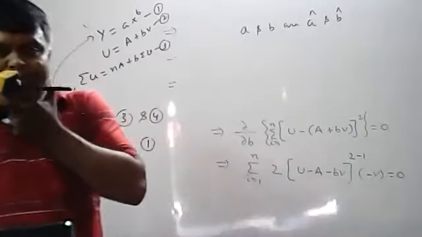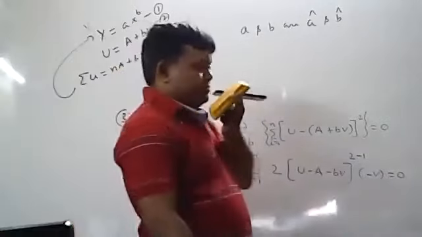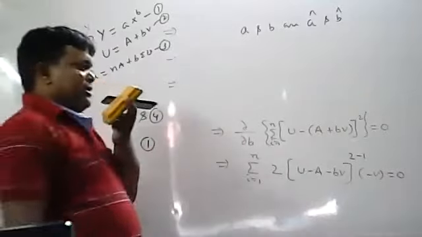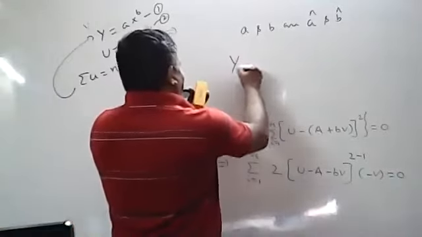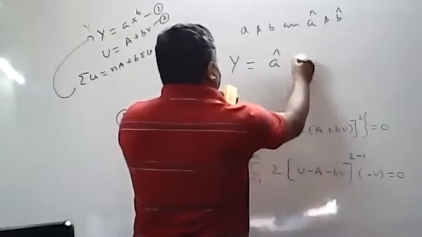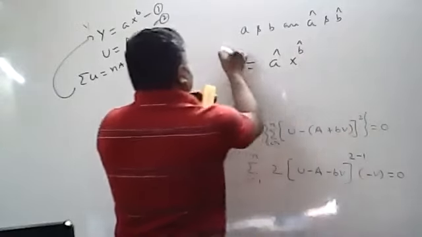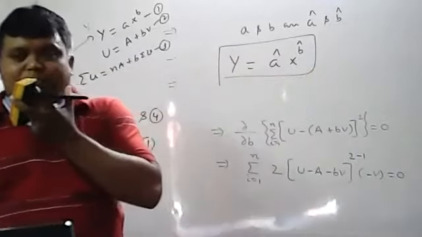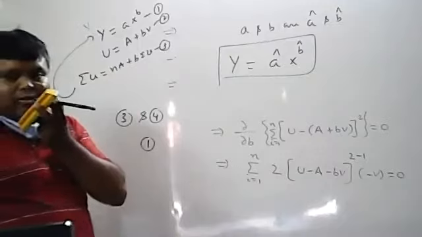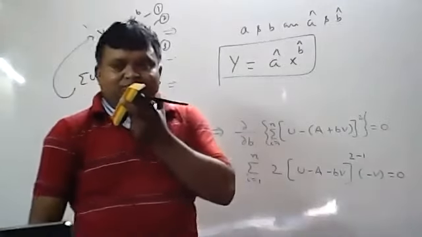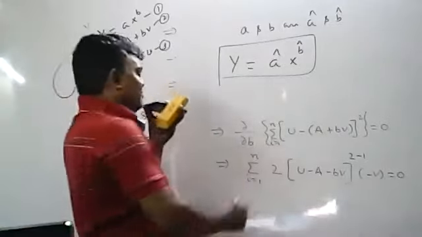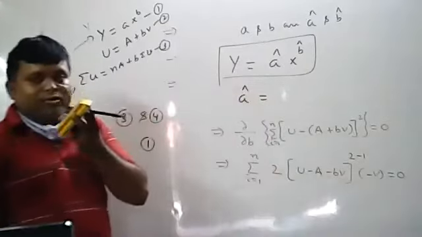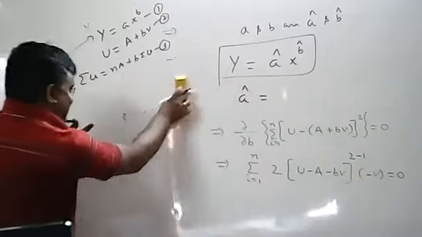Therefore, the required power curve is y equal to a crown into x power b crown, where a crown equal to, actually, see the second equation.